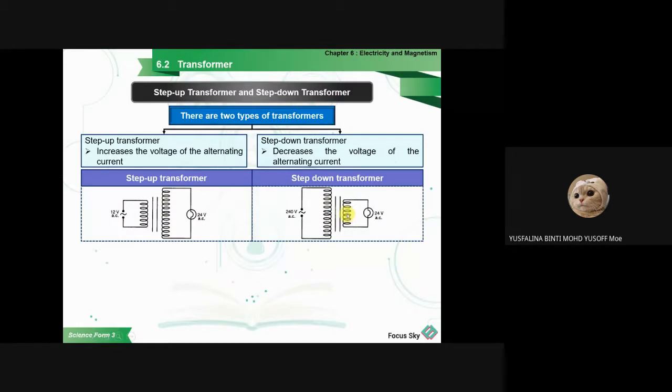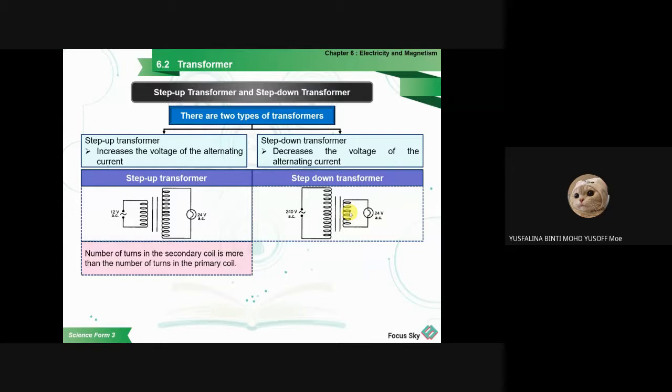Okay, so what we can conclude here: to increase the voltage, you need to increase the number of coils in the secondary coil compared with the primary coil. So you can see it increases, right? To decrease the voltage, you have to decrease the number of coils in the secondary coil compared with the primary coil. So you can see the number of coils here is decreased from the primary to secondary if you want to decrease the voltage, right? So those are the two types of transformer.